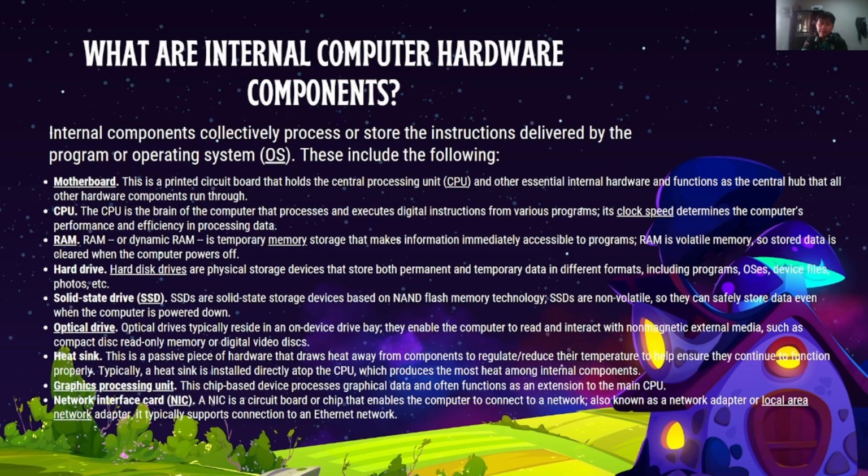Hard drives are physical storage devices that store both permanent and temporary data in different formats, including programs, access device files, photos, etc. Solid state drives (SSDs) are solid state storage devices based on NAND flash memory technology. SSDs are non-volatile, so they can safely store data even when the computer is powered down.